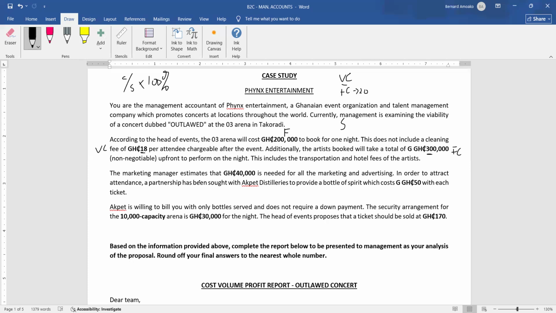The marketing manager estimates that 40,000 is needed for all marketing and advertising. What type of cost is this one too? It is not going to change. That is what he's estimating for the period we are going to advertise for that particular item. So in our advertisement, we are charging 40,000. It is not changing with respect to the number of people that are going to attend the program.